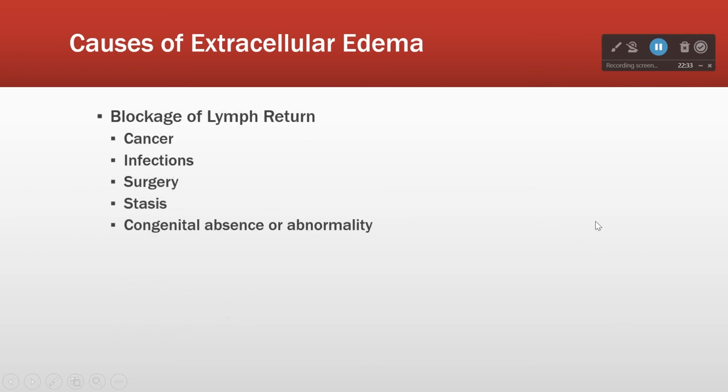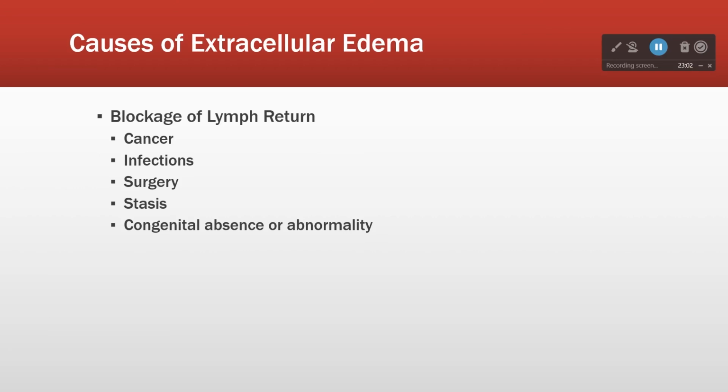And then on the other side, blockage of lymphatic return. Remember, normally there's always a little more fluid that comes out of the capillaries than goes back in. So we have a net fluid outflow into the tissues. If that lymph doesn't end up back in the circulation, well, you'll end up with extracellular edema. So how do you get a blockage of lymph?